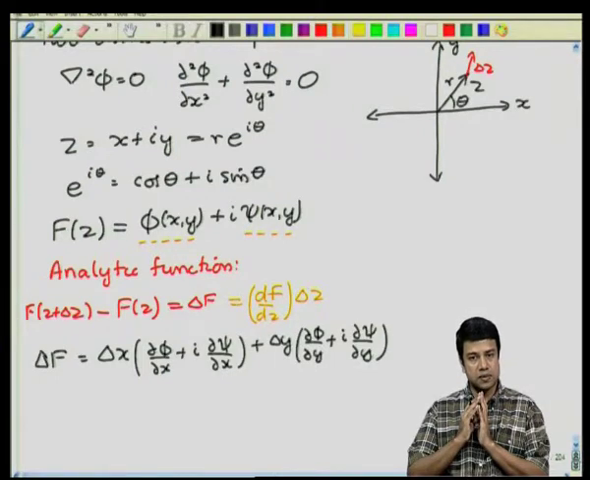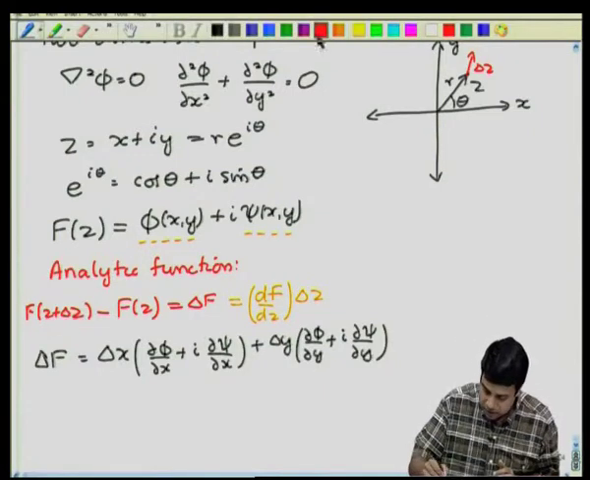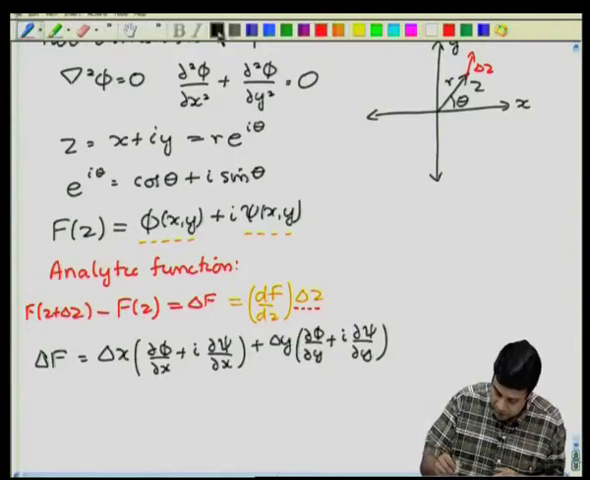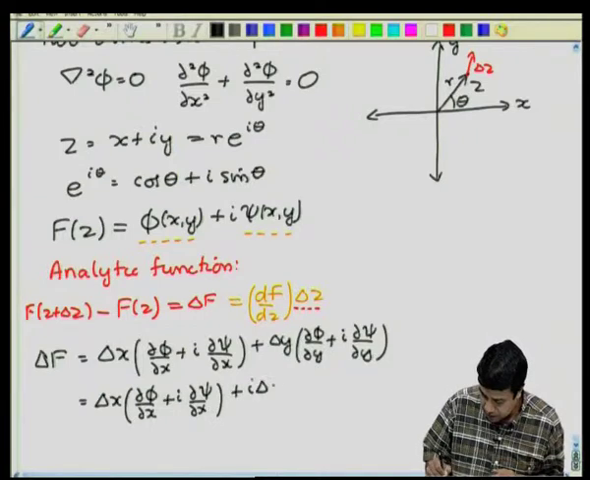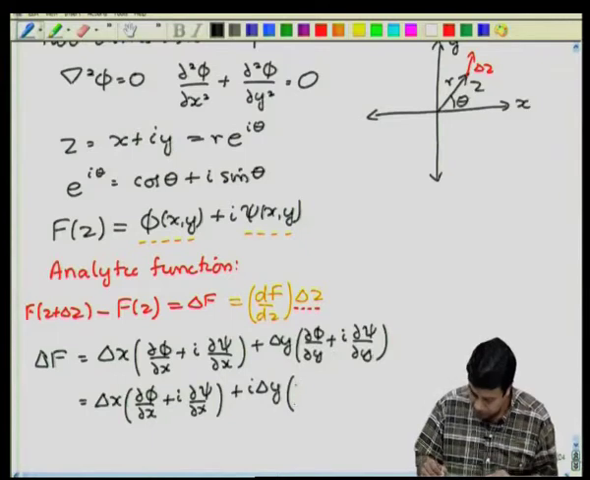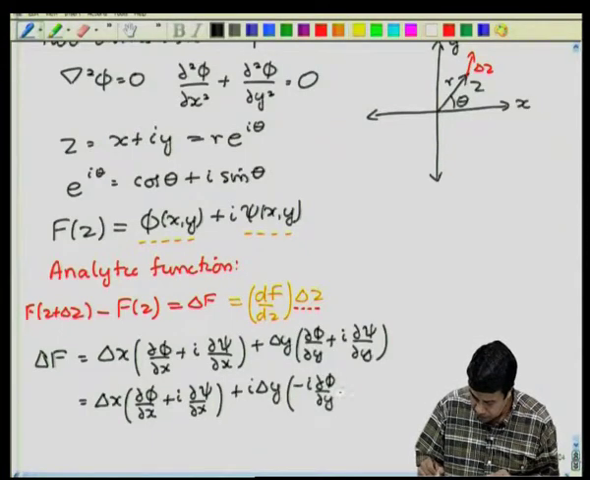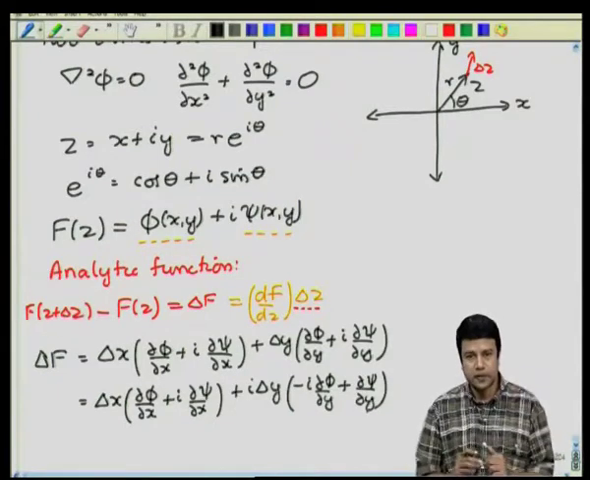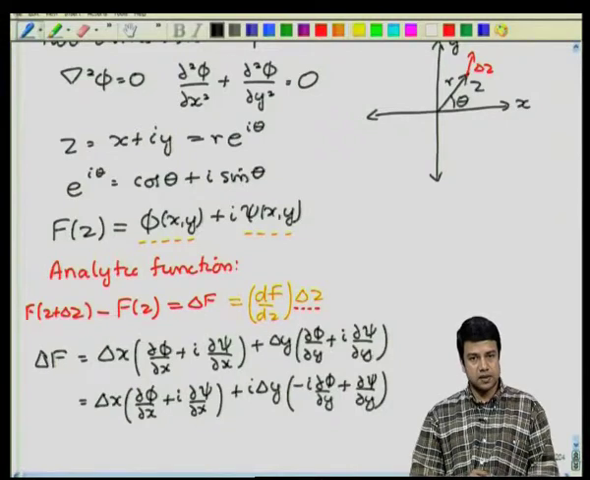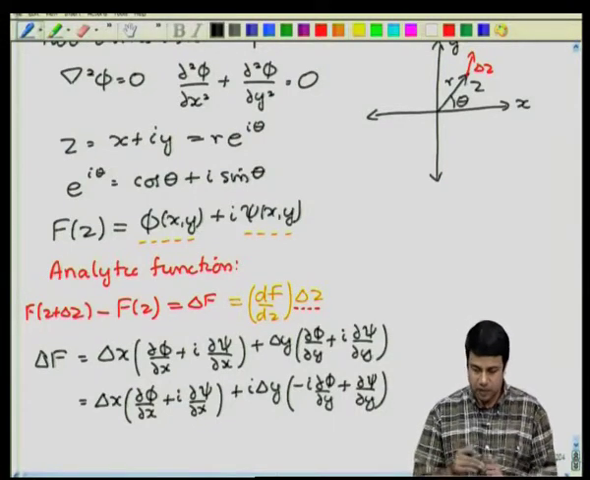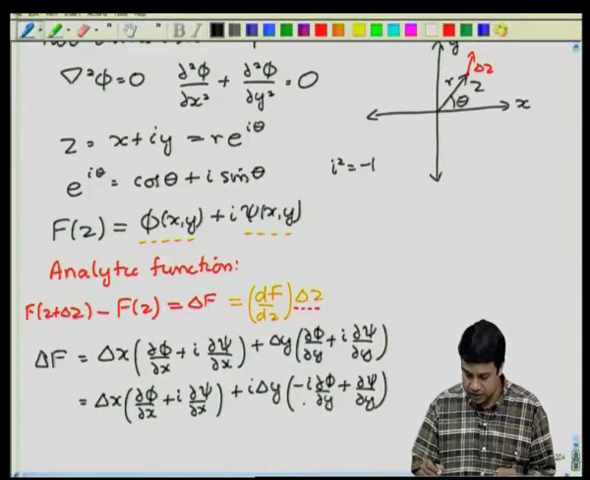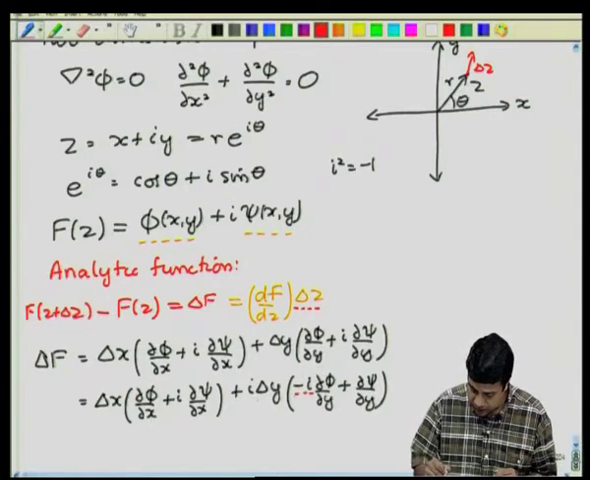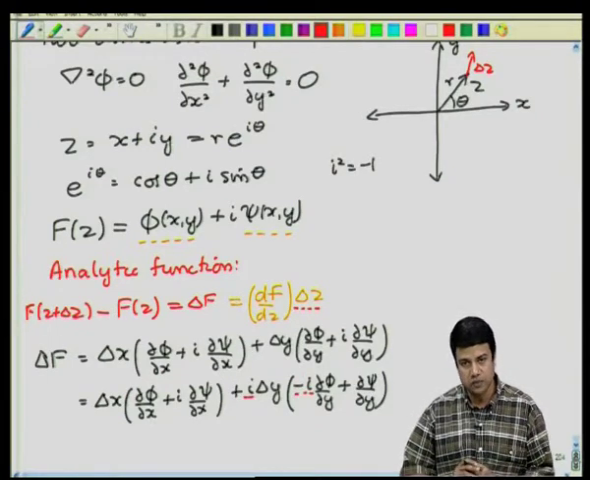Ultimately, I want something that goes proportional to delta z. So, I rewrite this as delta x times plus i delta y times. Note that the imaginary number i, the complex square root of minus 1, has the property that i squared is equal to minus 1, which means that in this second expression I have minus i times i, which is equal to minus 1 into minus 1, which gives me the plus sign over here.